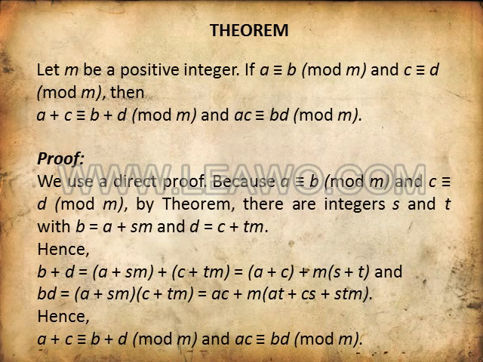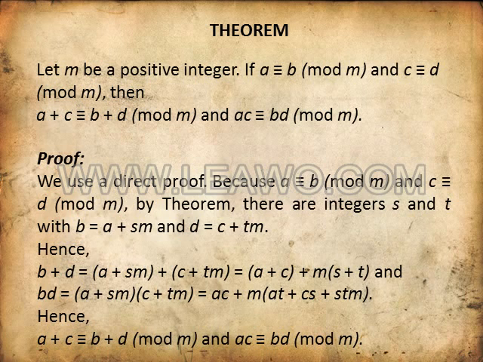We use a direct proof. Because a is congruent to b modulo m and c is congruent to d modulo m, by the theorem there are integers s and t with b equal to a plus sm and d equal to c plus tm.